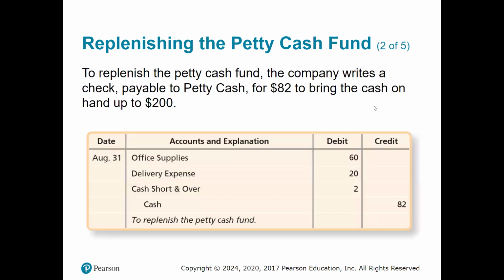So to replenish the petty cash at the end of the month, what we do is we debit expense accounts for all the little things that we bought. So we had a $60 office supply purchase. We had a $20 delivery expense purchase. And then we had $2 in cash that was missing that we're going to debit into cash over and short. And then we would credit our regular cash account for the $82 that they're going to put back into the petty cash account. So nothing hits an expense account during the month for petty cash. It hits the expense account when we reimburse and replenish the petty cash account at the end of the month.